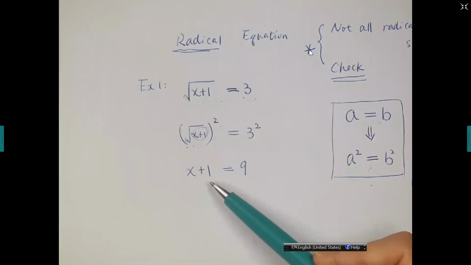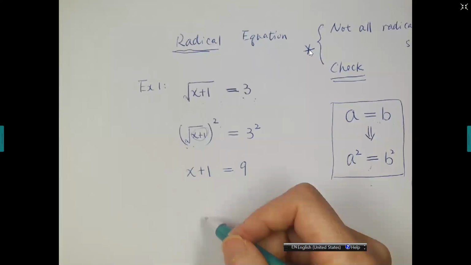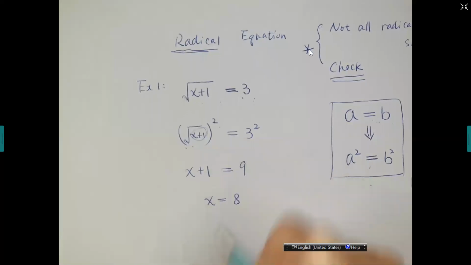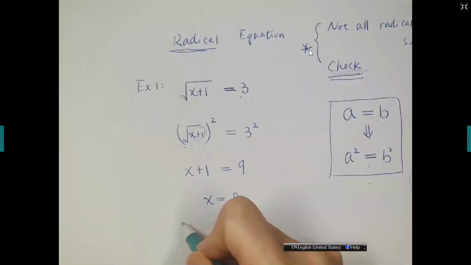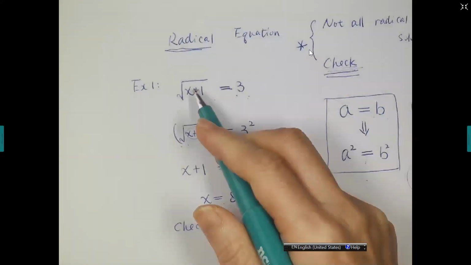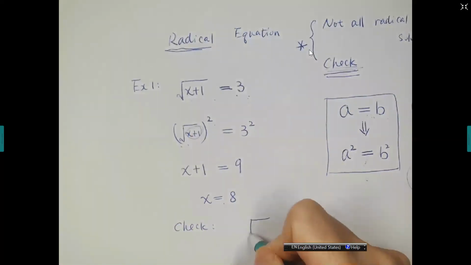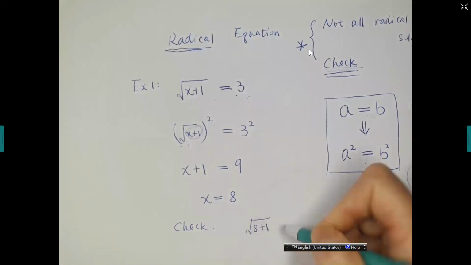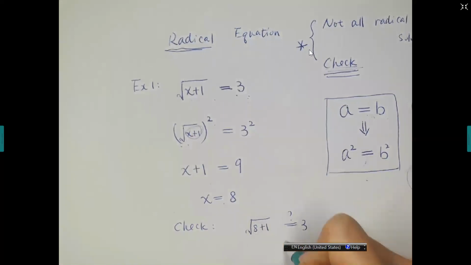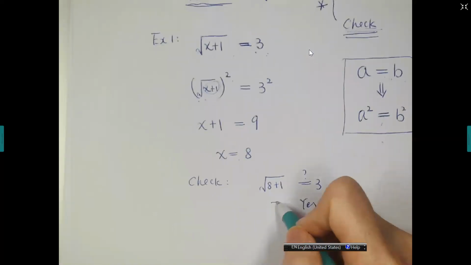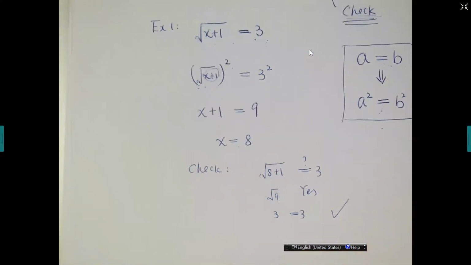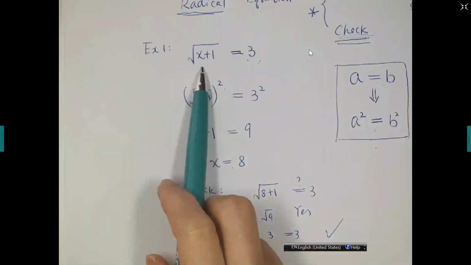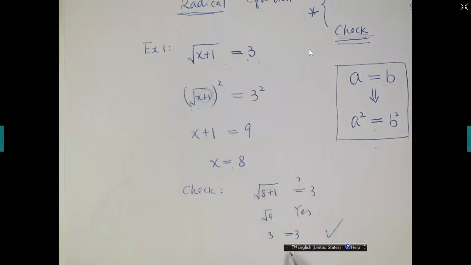This is a typical linear equation. How can we get x? X equals 8. Okay, so for all radical equations, we should do what? We should do the check. So quickly check here, plug x equals 8 back into the original equation. We'll get radical 8 plus 1. Does this equal 3? The answer is yes. Radical 9 equals 3. 3 equals 3. That is a true statement. So now we can answer. The solution of this radical equation is x equals 8.